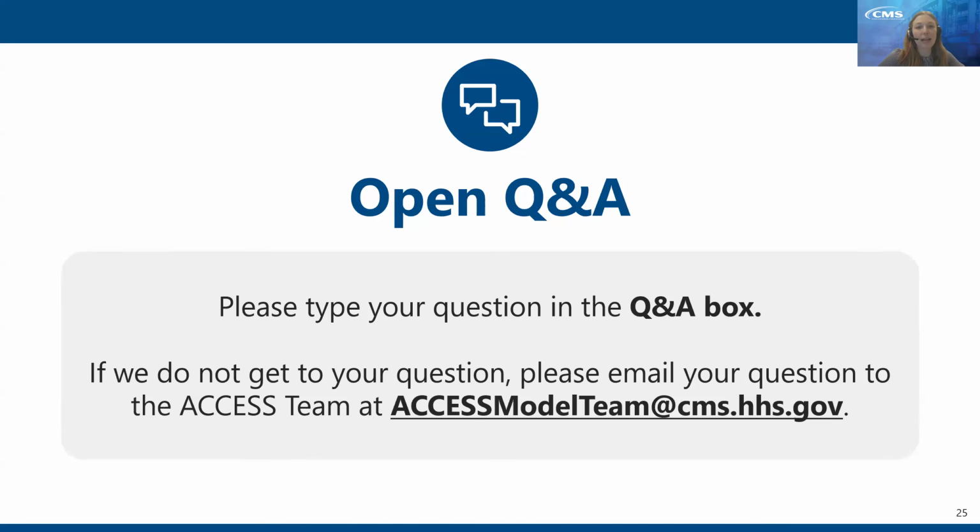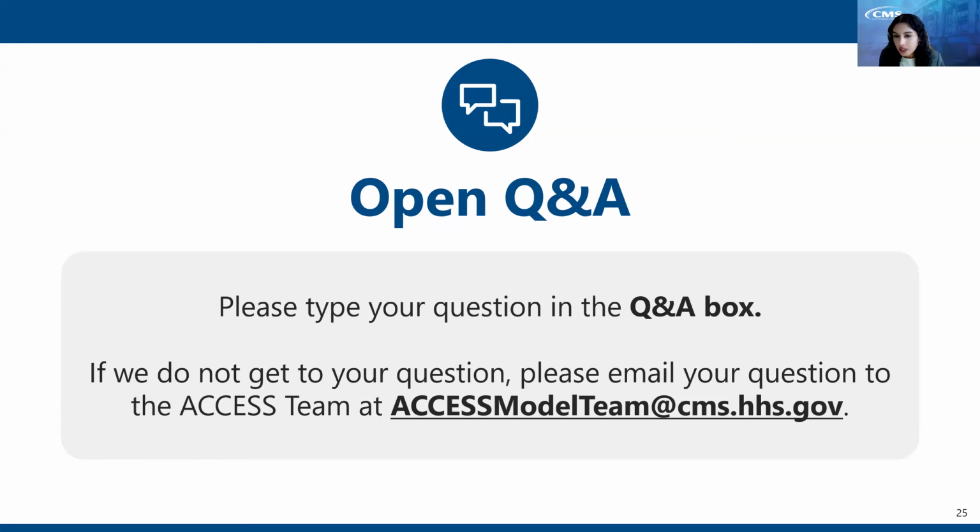Next question: will ACCESS participants be able to refer patients to a PCP if the patient does not already have one? This is a great question. Yes, ACCESS participants are expected to identify at the time of enrollment the beneficiary's existing PCP or referring clinician and document those steps.